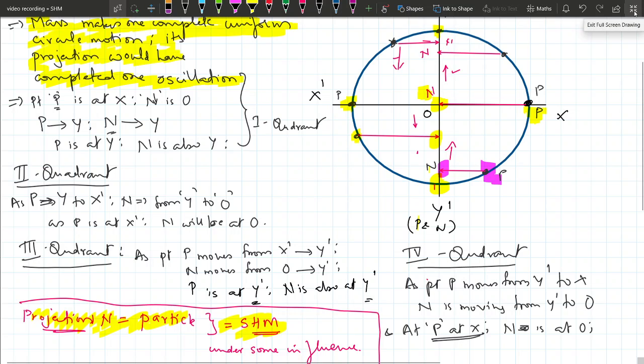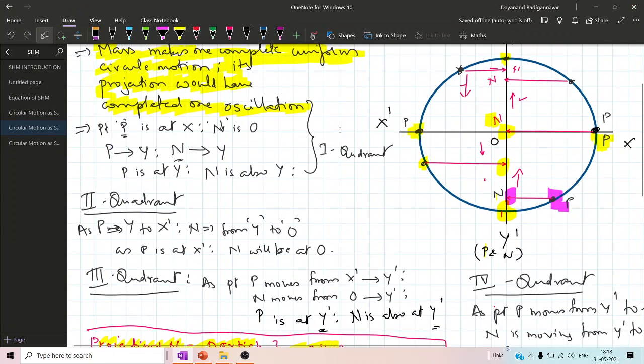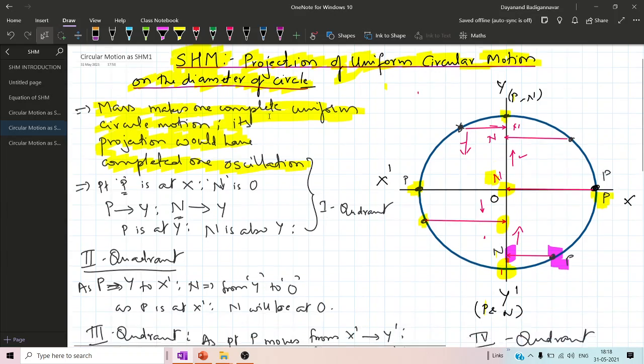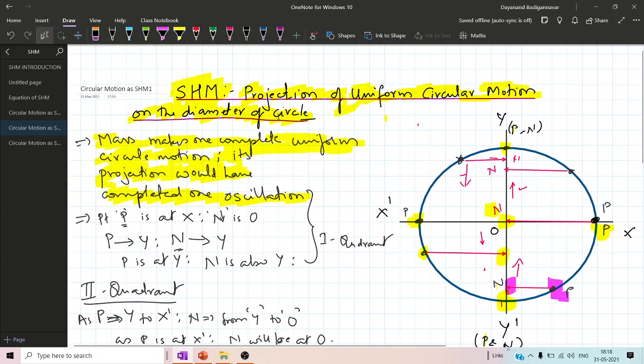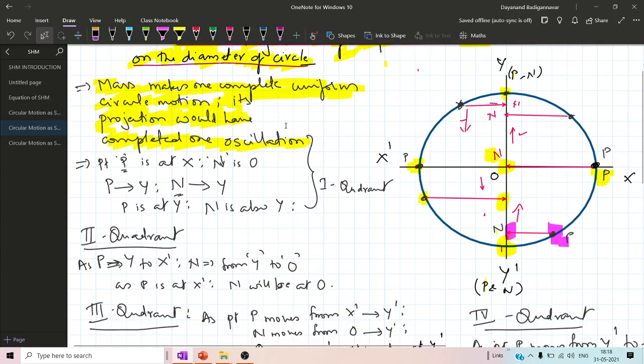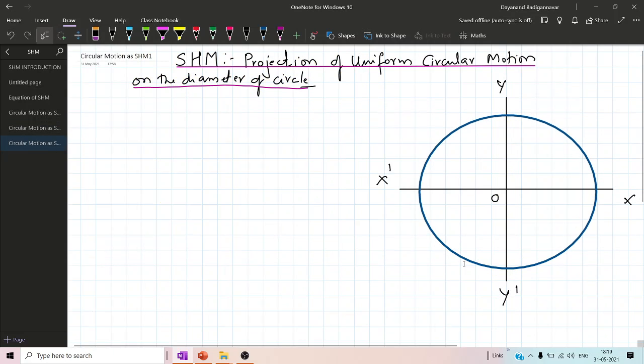Okay, so this is the reason why we say that a circular motion is a type of SHM. Now we can determine the displacement of a particle using this concept of circular motion.